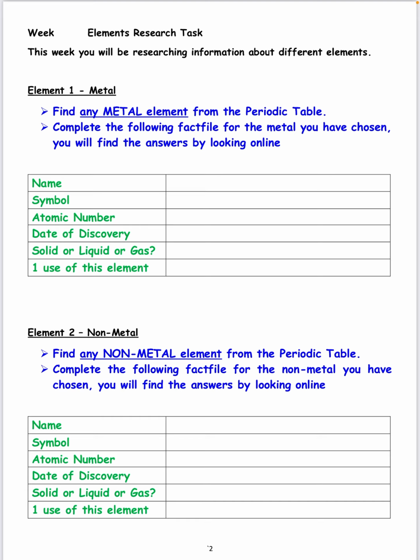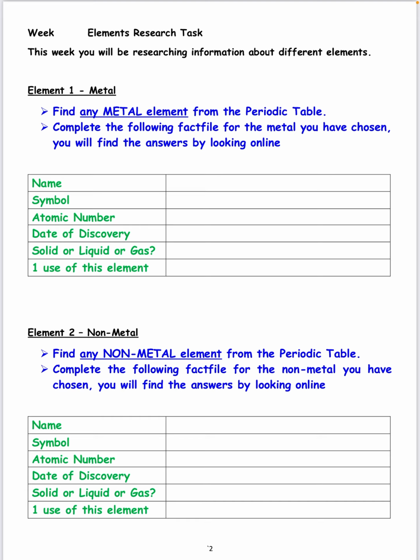So find any metal, any one that you want, you've got lots to pick from. I'm going to look for the name of the metal, its symbol, its atomic number. Again, that's lesson 1 that we did about where to find the symbol and atomic number. The date of discovery, we have not taught you that, so you're going to have a look on the internet for that. If you have any issues and you can't access it, then again, just put a note on posts and I can help you out.